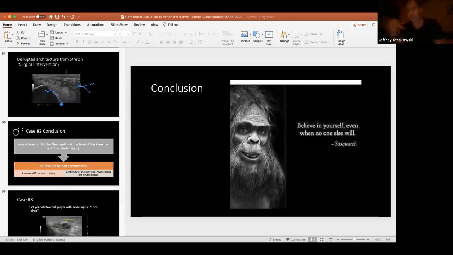And then looking at the surrounding structures: what does the middle scalene look like, and all those things? What does the end muscle look like, and the dorsal scapular pattern? So, thank you.